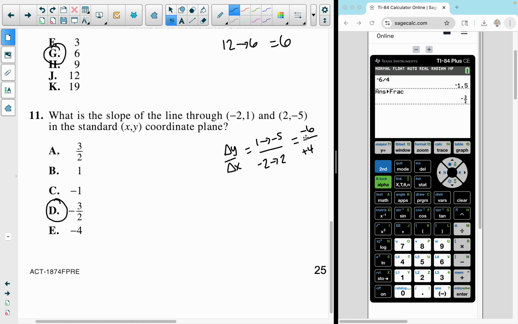And I could have seen that negative divided by positive is a negative, so A and B are gone. This is not going to be the same value, so I know -1 is gone. But then also 6/4 is clearly not going to be 4, so I could have automatically gotten to that.